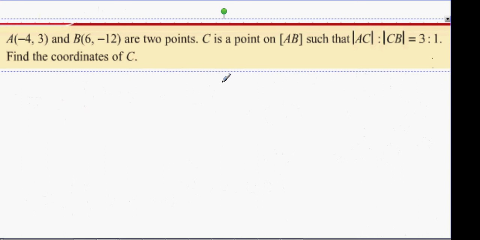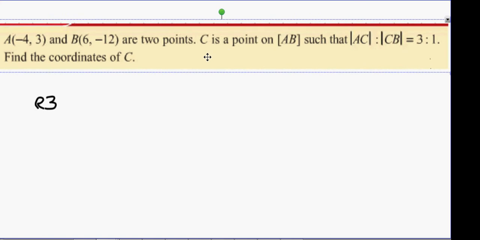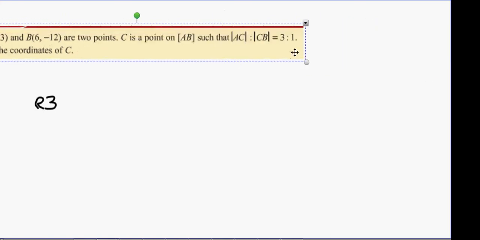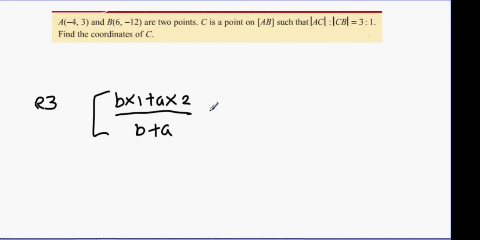Alright guys, this one here, you got to use the formula, question 3. It's an internal division, this is in your notes, this is in your maths tables, and some people are using the wrong formula. So it's talking about the internal point between these 2 points here, okay? Now let me tell you what this means.